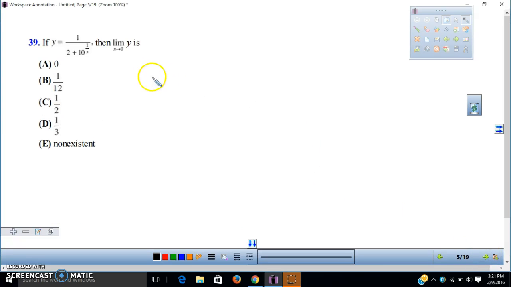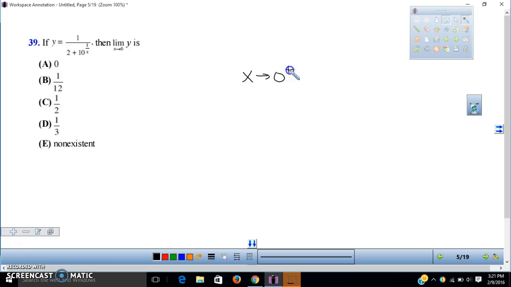One more. This one's a tricky one. It says, what's the limit of this beast as you approach 0? Okay. This was probably the hardest one I thought in the packet. So let's think about it this way.